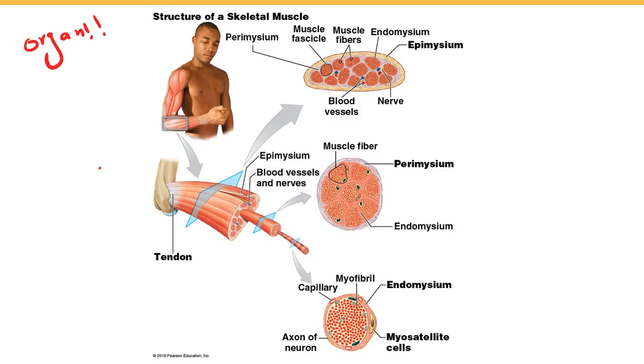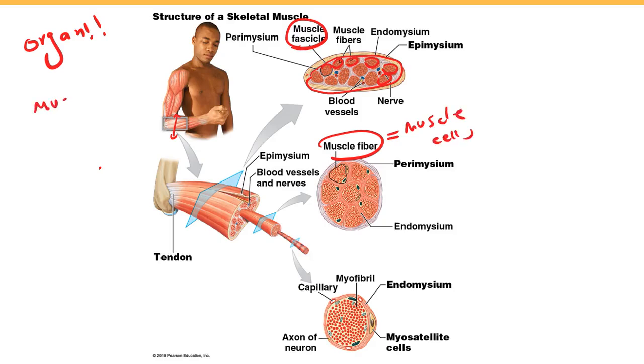Now let's break it down step by step from large to small. If we cut the muscle and look at the cross section of the muscle, you will see that each muscle is actually composed of many muscle fascicles. Each of these small circles inside a muscle is a muscle fascicle, which is a bundle of muscle fibers, like a group of straws held together by plastic wrap. Then inside each fascicle, we have muscle fibers, which are actually muscle cells.